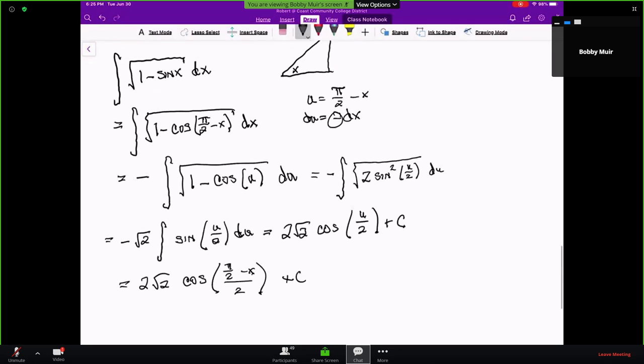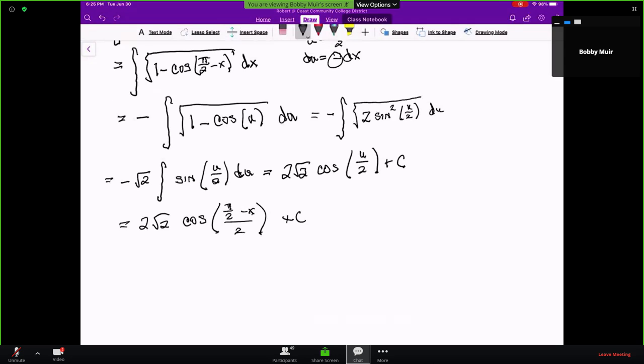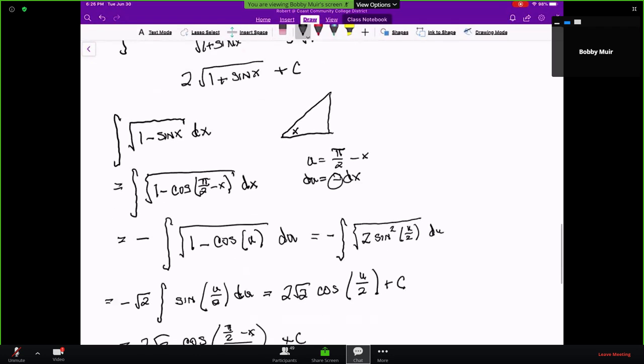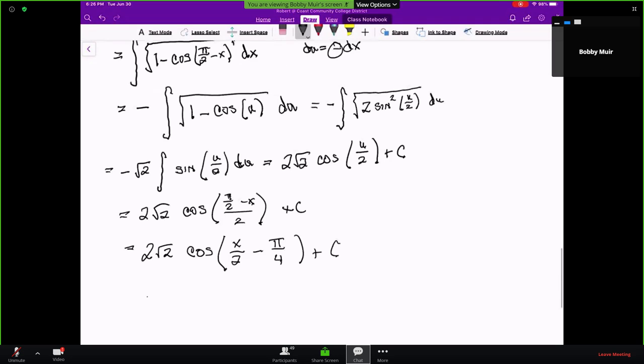Plus a constant c. So 2 radical 2 cosine of x over 2 minus pi over 4 plus a constant c. And if you compare that with the 2 radical 1 plus sine x, both of these answers are correct. I don't think I made any mistakes.